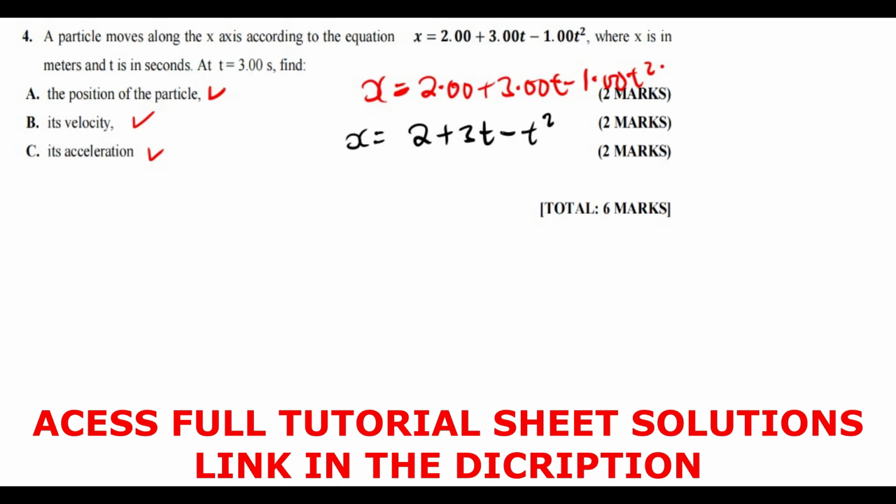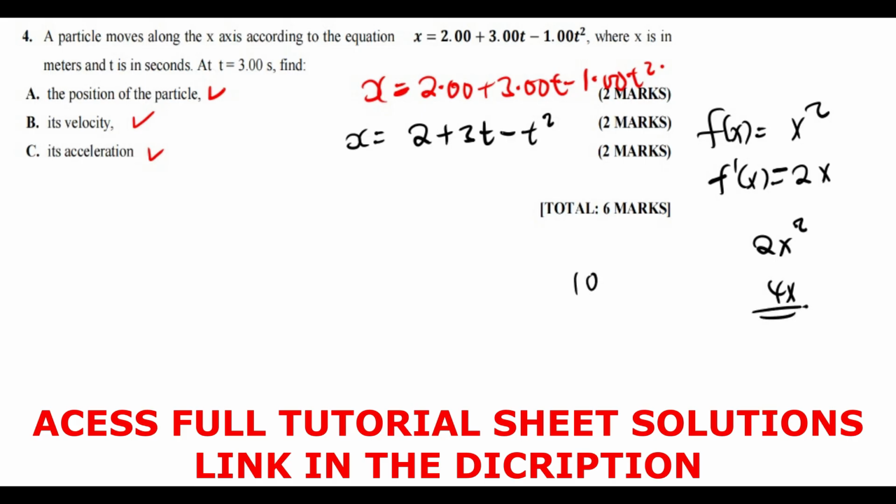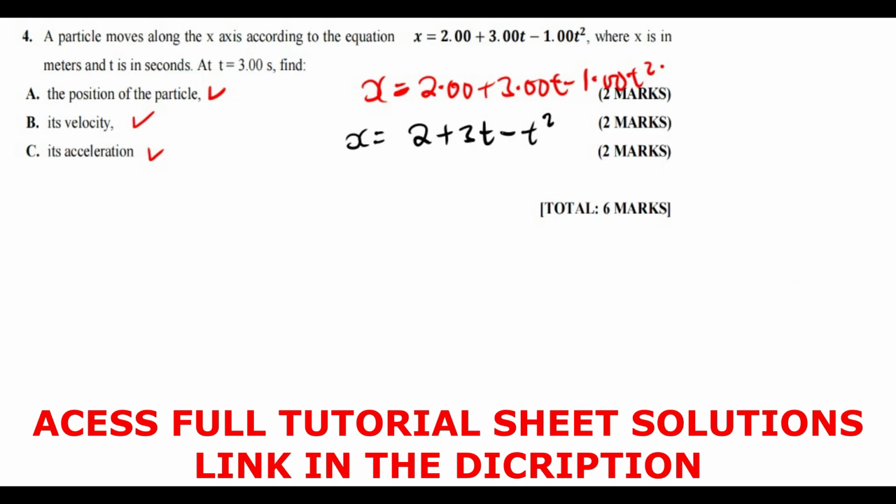How do we differentiate a function? If I've got a function f of x equal to x squared, to find dy over dx, you drop the power and reduce it by 1, which is going to be 2x. What if I've got 2x squared? You drop the power, it's going to be 4x. What if I've got 10? The derivative of any constant number is 0. So in this case, this one is going to be 0. Does that make sense?